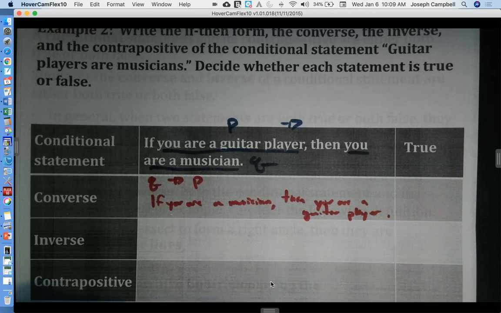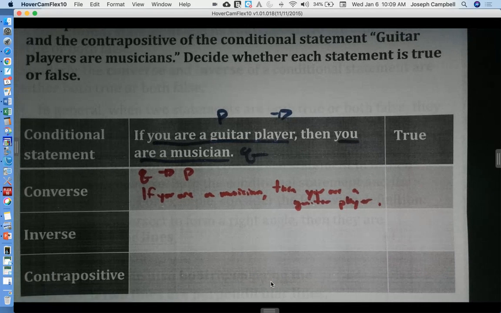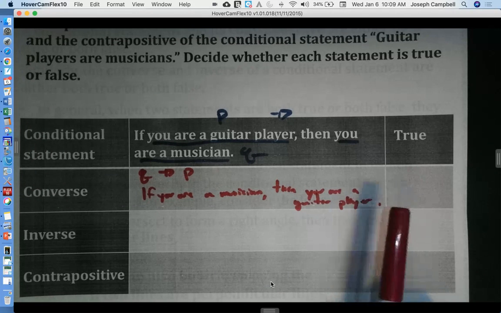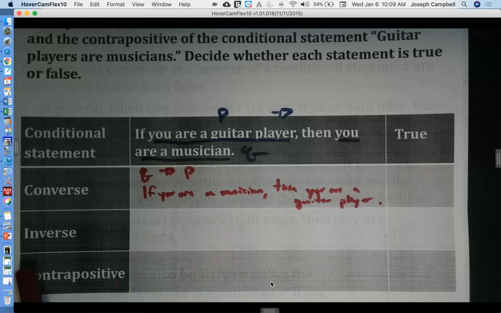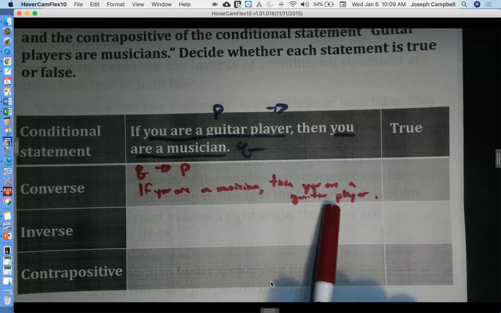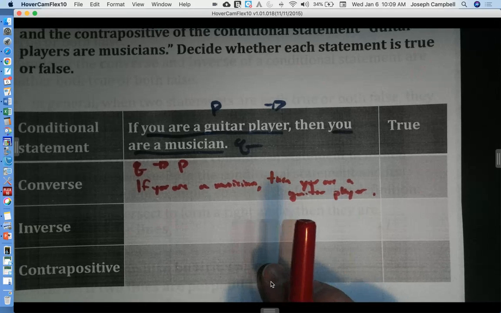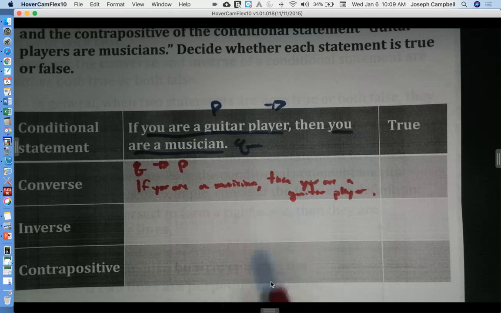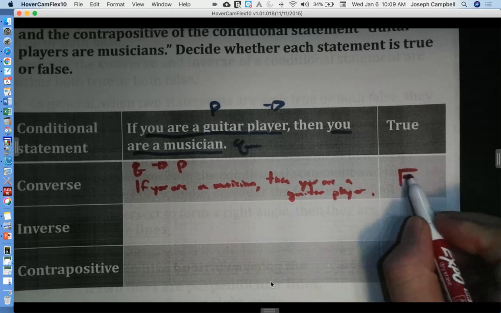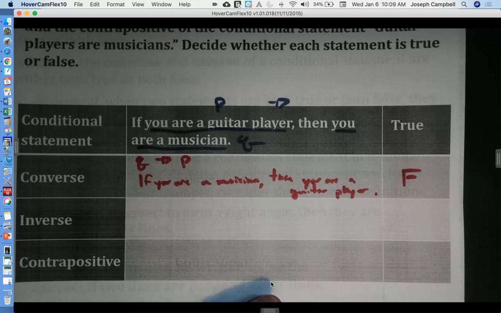Okay, so is this true or is this false? If you think it's false, you have to provide a counterexample. So what's your counterexample? Well, can you think of a time when I satisfy the hypothesis, where this is true, but this last thing is false? Well, yeah. I'm a bass player, right? I'm a musician, but I'm not a guitar player. So this is false based off that one counterexample.